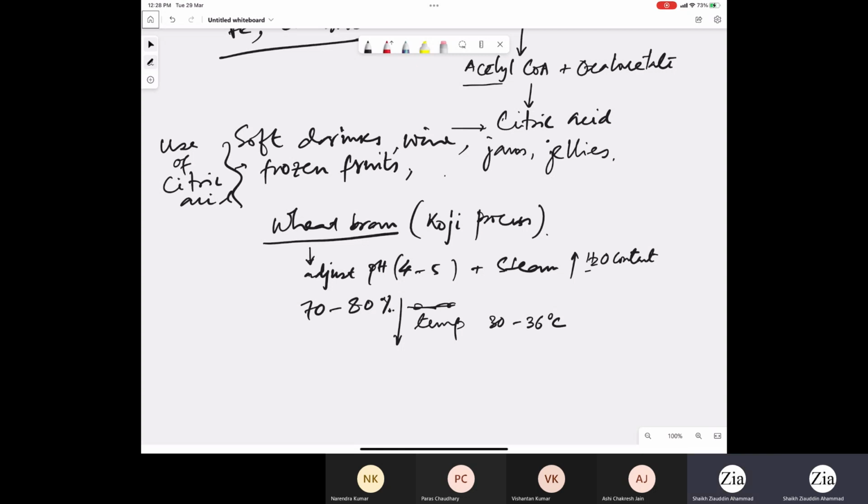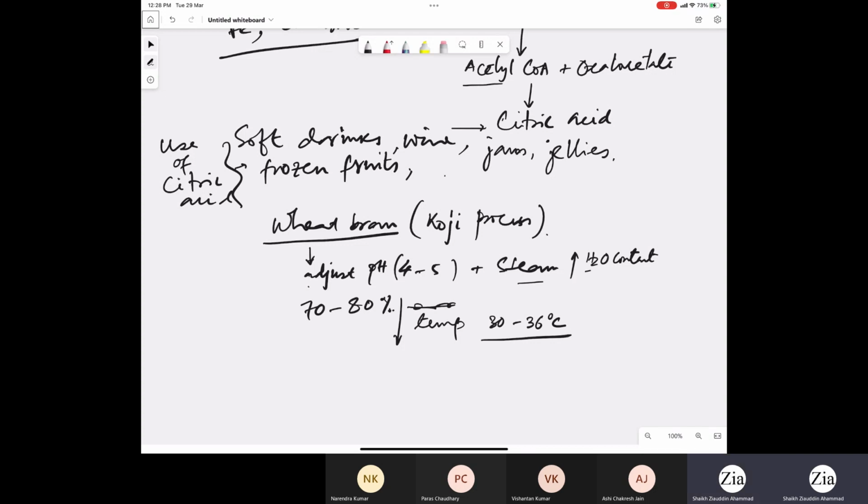So wheat bran is a solid substrate. Now you raise the moisture content by doing a treatment with steam. Essentially, steam is sterilizing the solid material, and it is also increasing the moisture content. Then you adjust the pH to between 4 and 5, and you wait for the material to cool down to 30 to 36 degrees centigrade.